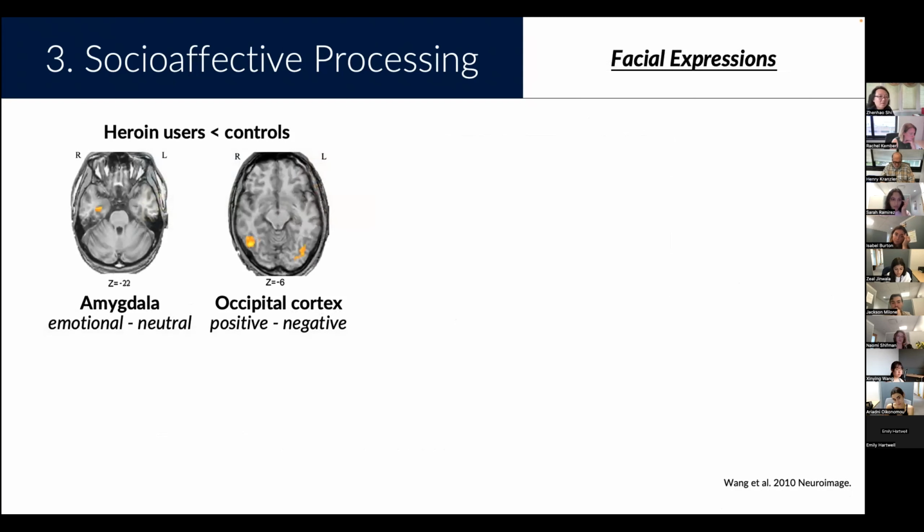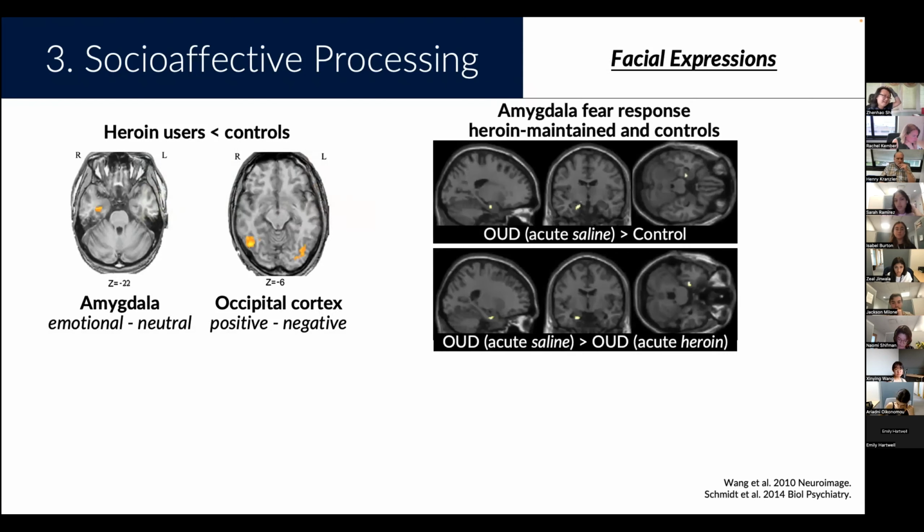Studies have also looked at how the brain responded to facial expressions, which is a very old paradigm in studying how the brain encodes emotion. In this study, they compared heroin users versus controls, and found that heroin users have less amygdala response to emotional stimuli compared to neutral facial expressions. They also found that the occipital cortex, the visual cortex, was less responsive to positive emotions compared to negative emotions in heroin users.